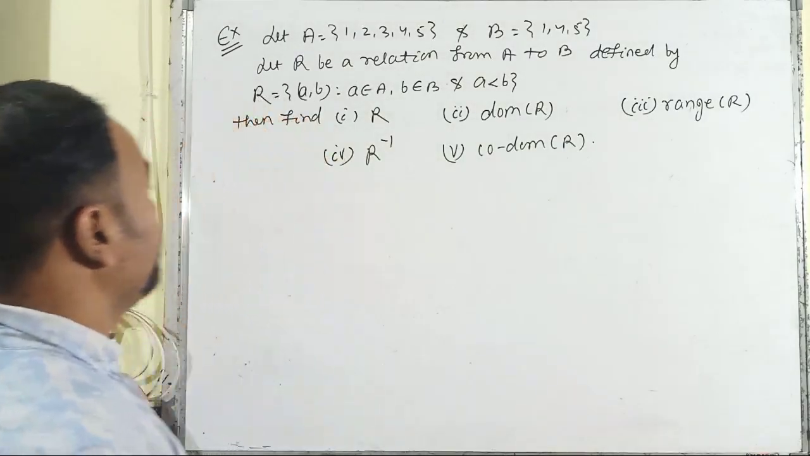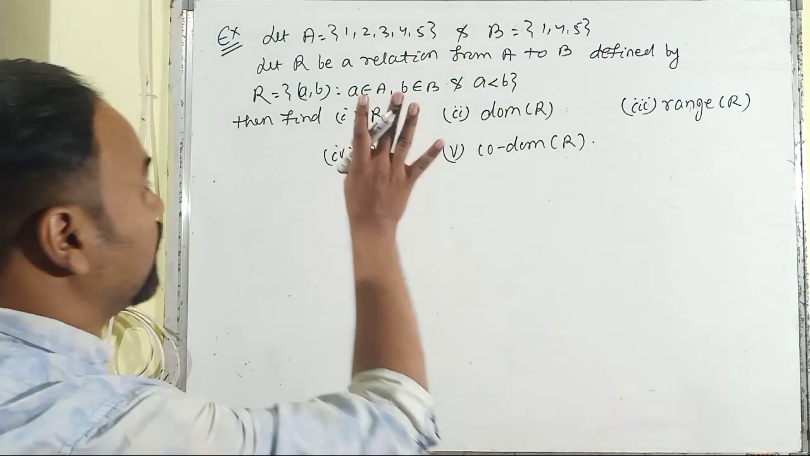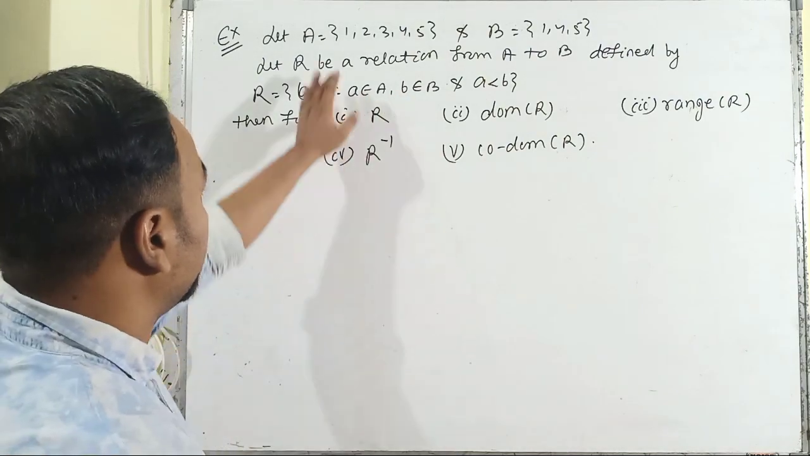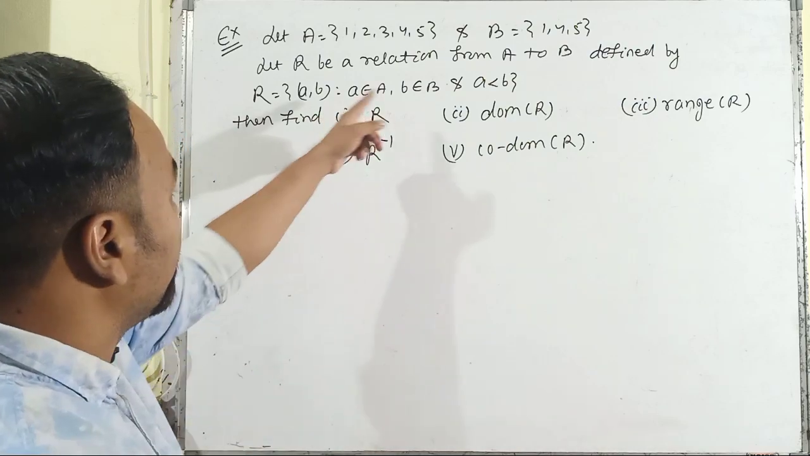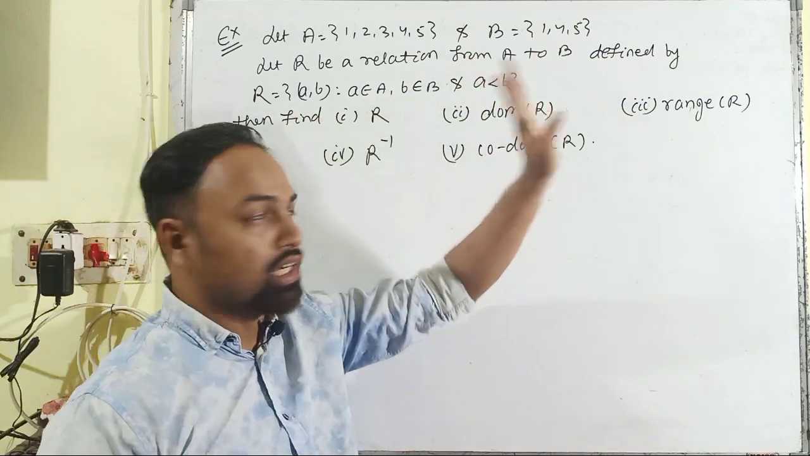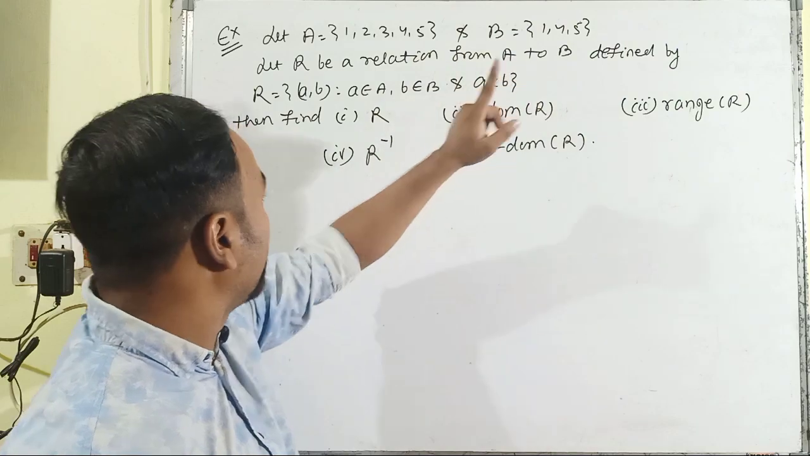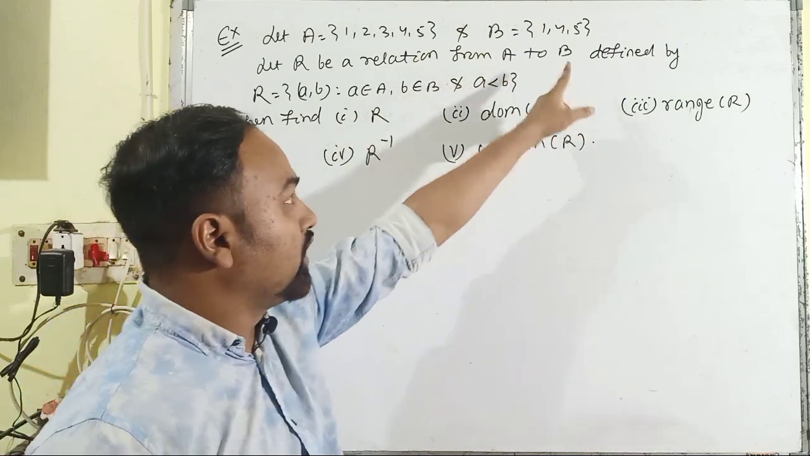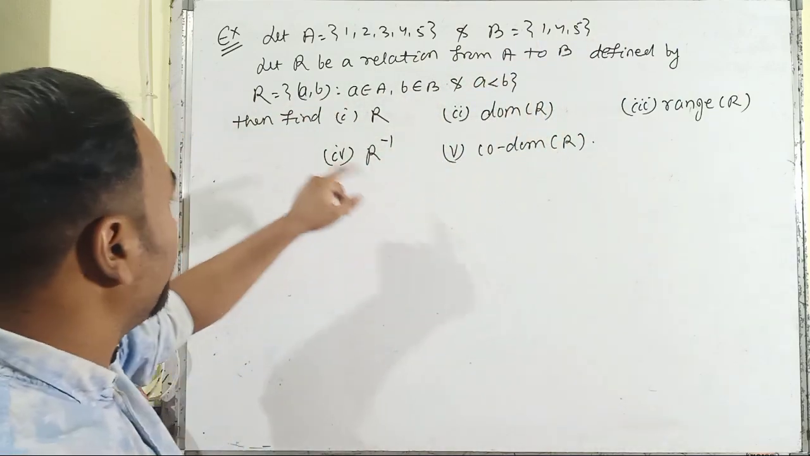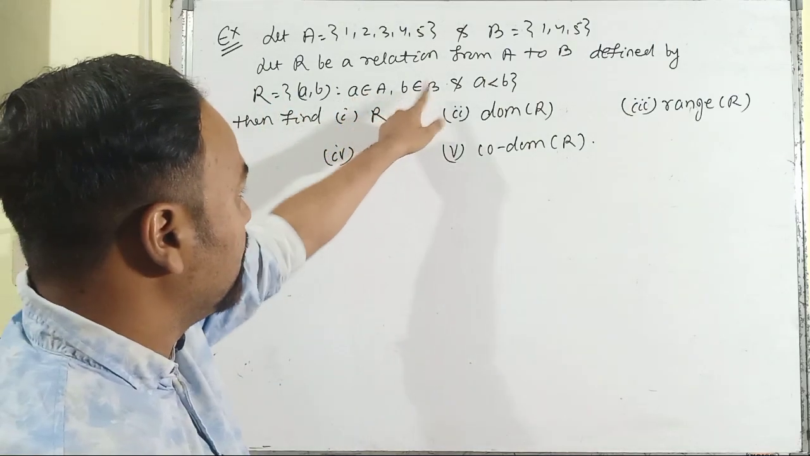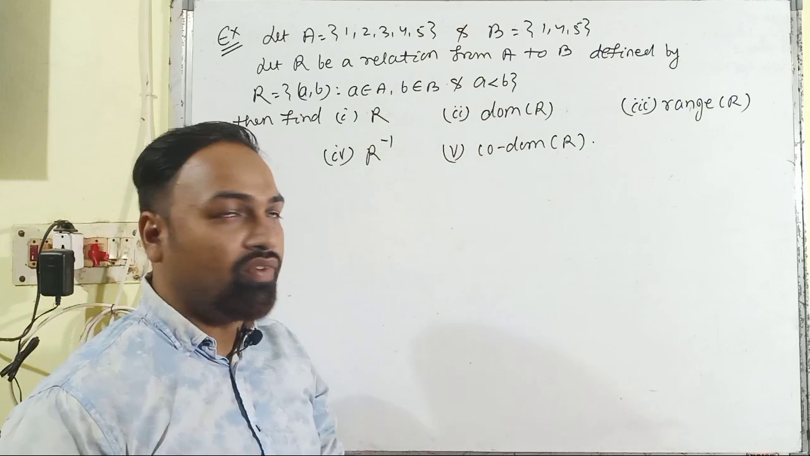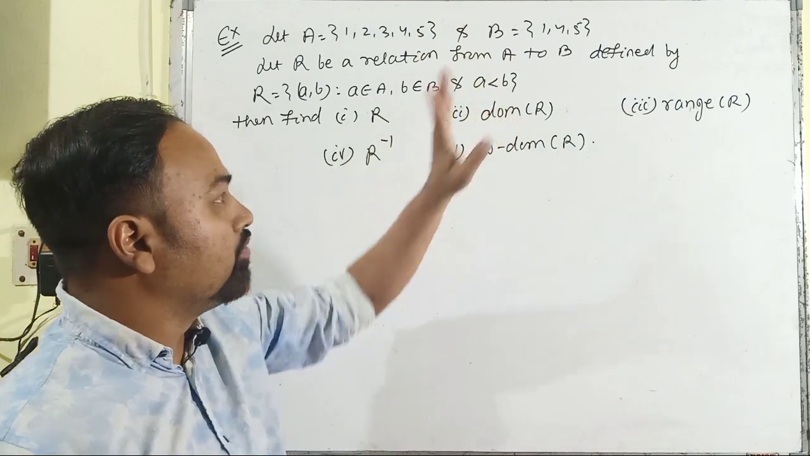Here is the second problem, and the problem is like this: A set and B set are given to you. The A set is {1, 2, 3, 4, 5}, and B set is {1, 4, 5}. R is a relation from the A set to the B set. That means from this step you have to be clear that A is the first set, B is the second set, and the relation is defined by ordered pairs (a, b) such that small a belongs to capital A, small b belongs to capital B, and the relation is defined as a is less than b.